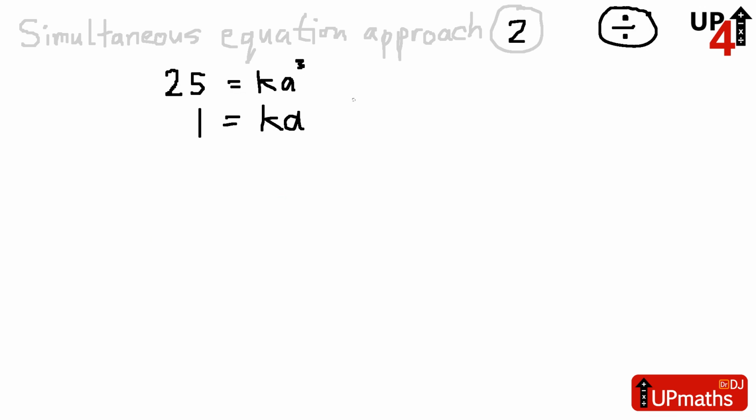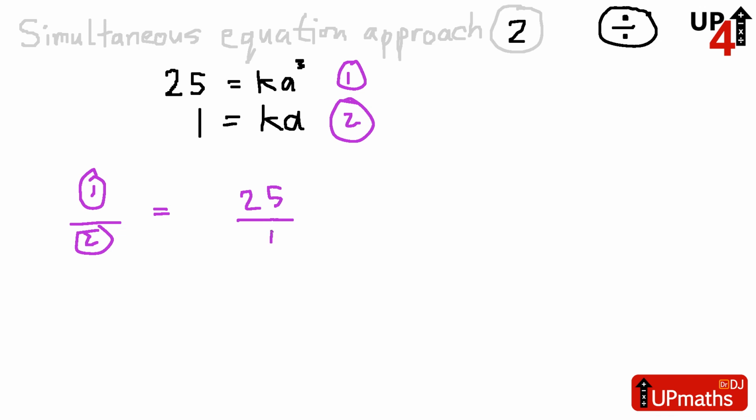The second approach is you can divide. So you can just literally take equation 1 and equation 2, and you can do 1 divided by 2. So that means that 25 divided by 1, let's not write an equal sign there, is ka cubed divided by ka. Why can we do this? Because we know the left hand side is the same as the right hand side in both cases, and so if you do left divided by left and right divided by right, the 2 fractions must be the same.